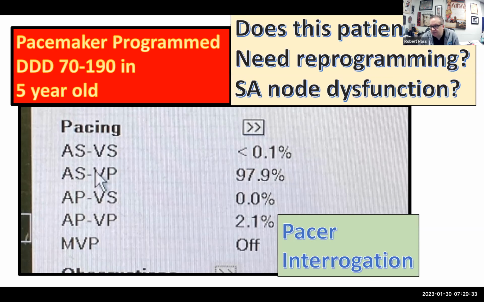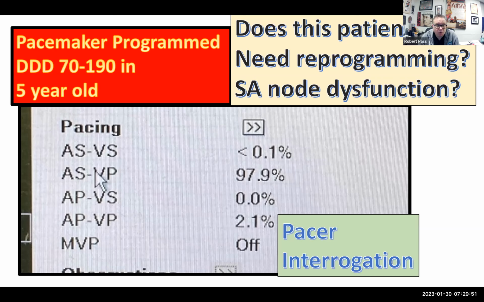And even in that 2% of the time, I agree with you, maybe the heart rate wanted to be 66 and we were making it 70. And so I thought that by making it 60, maybe I would reduce the pacing by 1 to 2%, and that may have a meaningful impact on battery longevity.